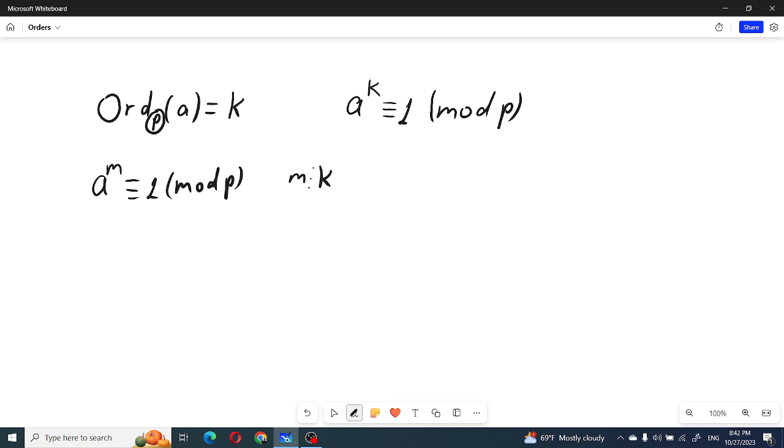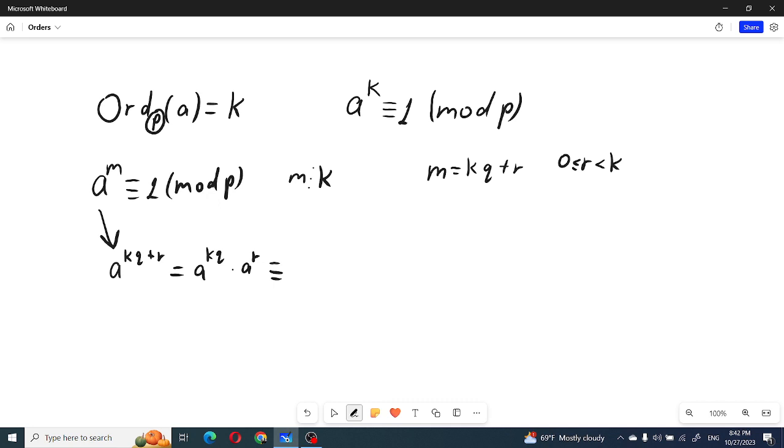To prove this, let's represent m as k times q plus r. The r must be the remainder by division by k. So r must be less than k, and greater than or equal to 0. So a to the m must be equal to a to the kq plus r. So this equals a to the kq times a to the r.